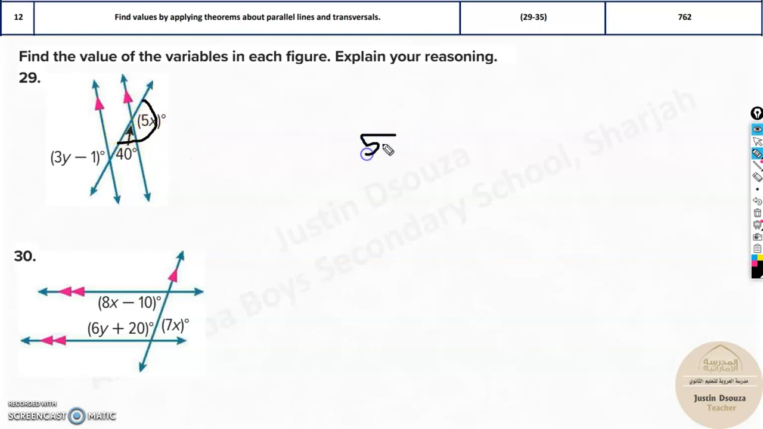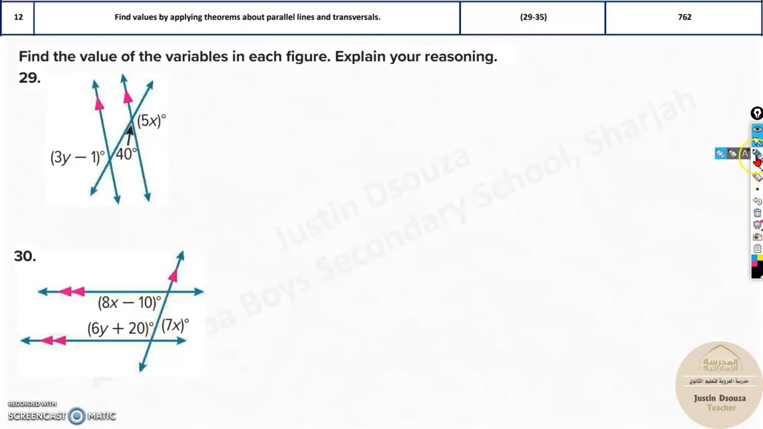So 5x plus 40 equals 180, and you can solve for the x value. And then look at this. These are the parallel lines. We know this angle is equal to the exterior angle over here. Alternate exterior angle. So once you know the x value, you will know this angle. So equate those both, you will get the answer for y.